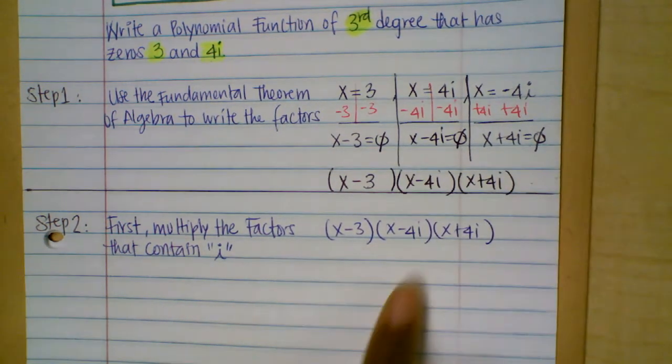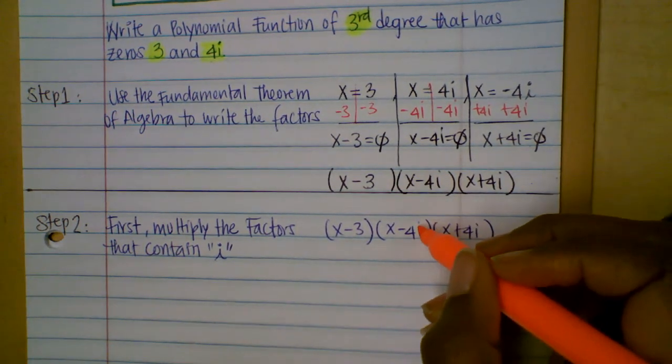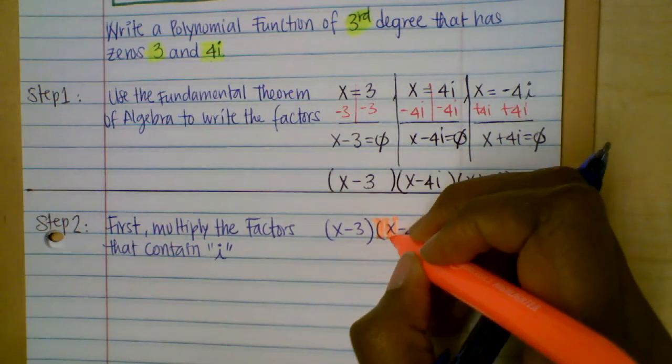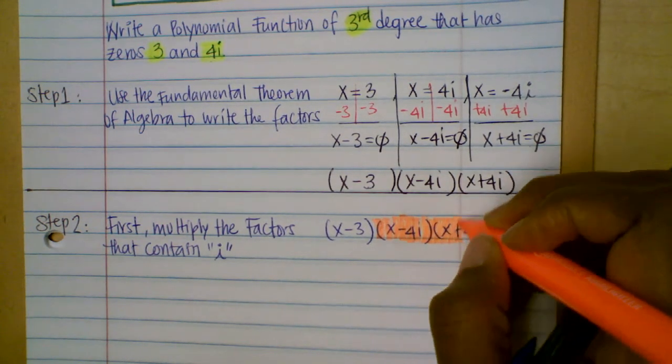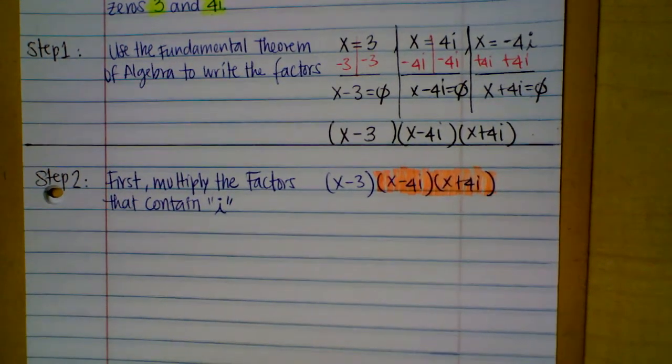So you're going to focus on multiplying the factors that contain i, the imaginary unit i. You're going to multiply those two factors together. Again, you can use the distributive property or the box method. It's up to you. Okay, so let's do that.